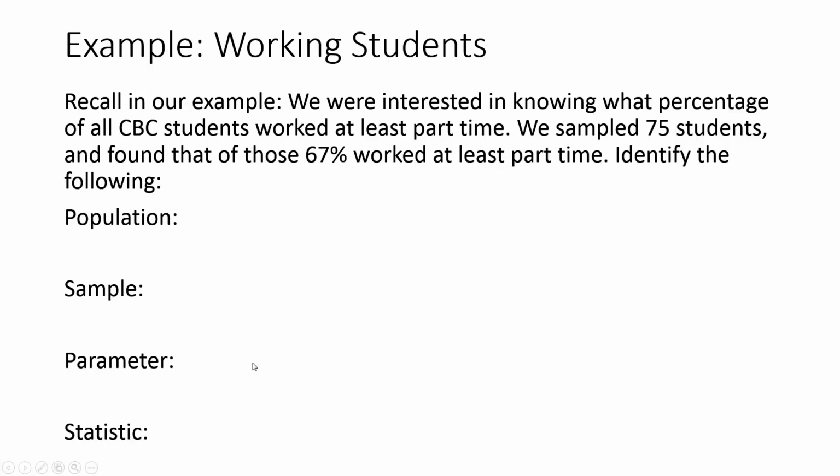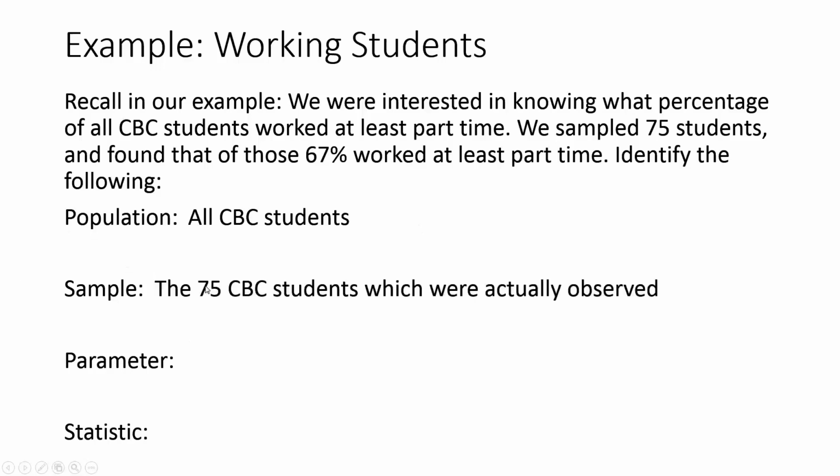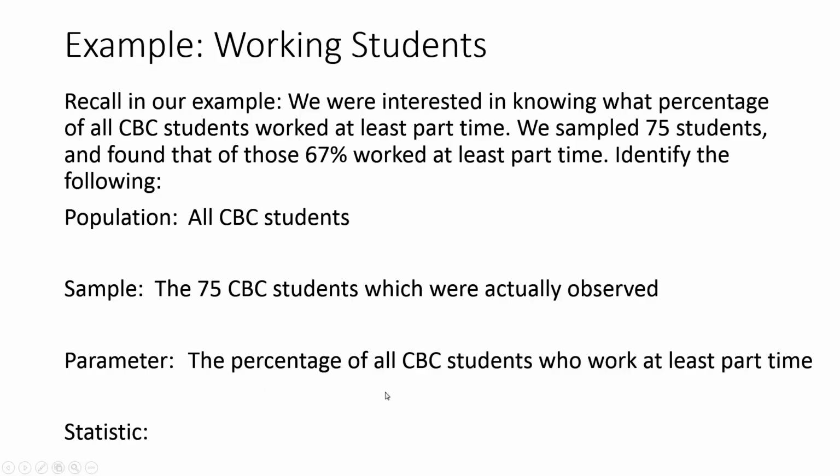We'll start here at the top. Remember, the population is the entire set of individuals that you're interested in. In this case, the population would be all CBC students, everybody. The sample is the subset that you actually observe, so that would be the 75 students that we actually observed. The parameter describes the population. It's typically what we're actually interested in making inference about. So the parameter is the percentage of all CBC students who work at least part-time.